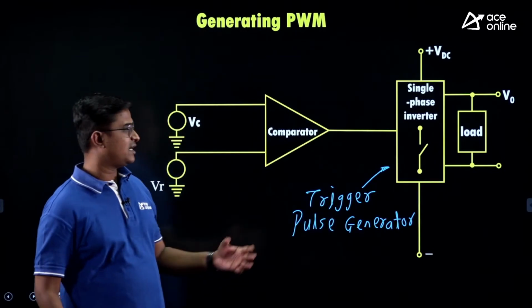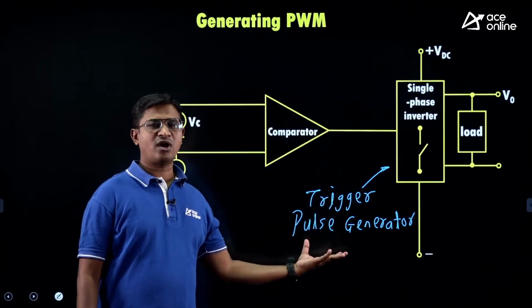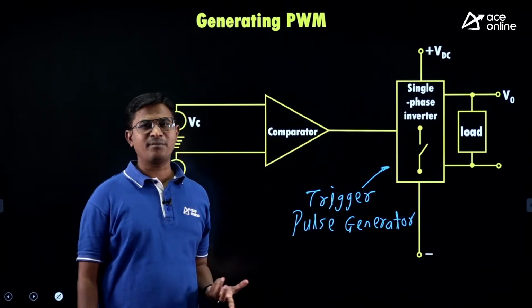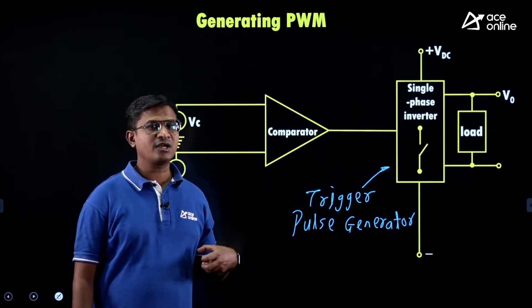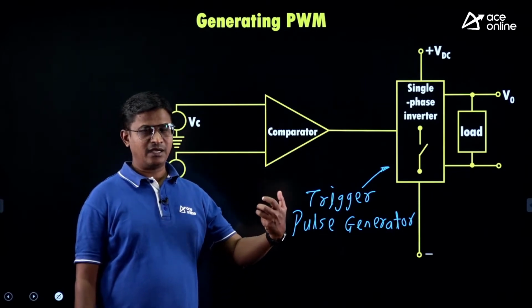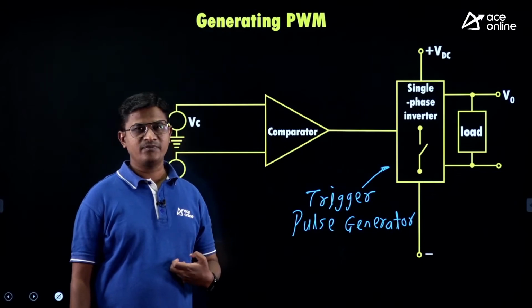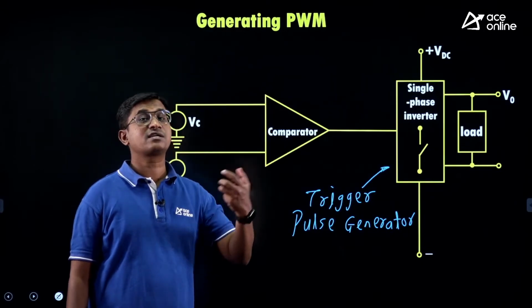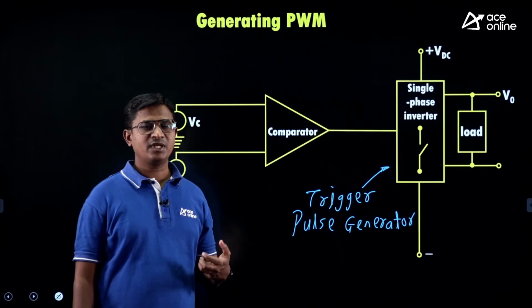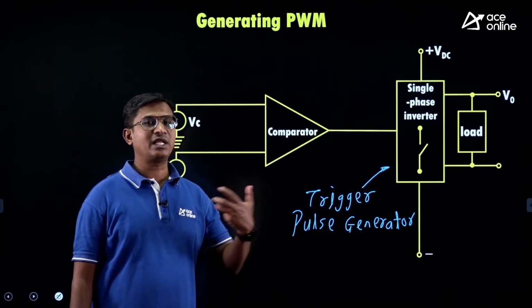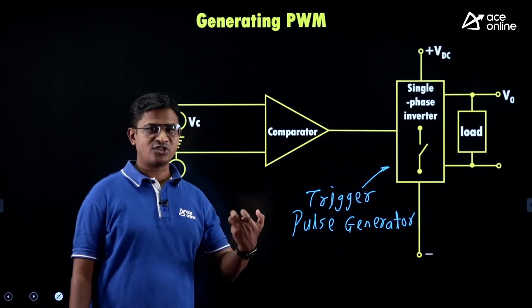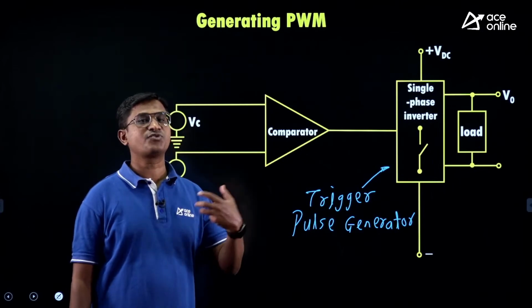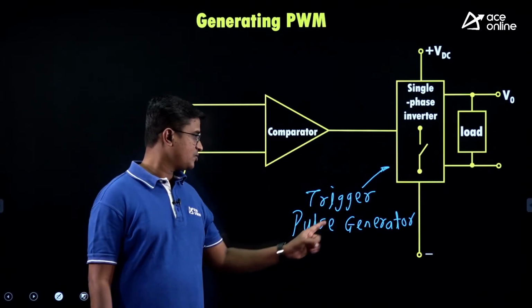Trigger pulse generator means what? This block generates the triggering pulses. Triggering means turn-on pulses. For a power BJT, the triggering pulse is like your base current. For an IGBT, the triggering pulse is like your VGE voltage. For a MOSFET, it is like a VGS voltage, etc. So these are triggering pulses.